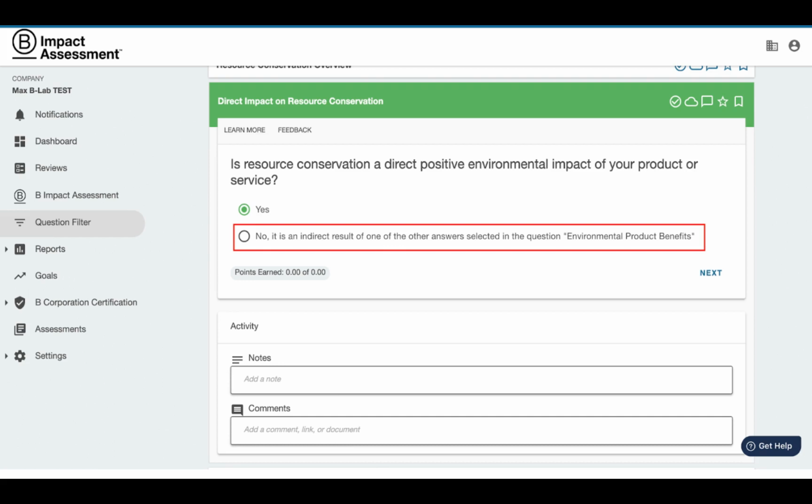However, this impact is an indirect result of another answer selected in the environmental product benefit question, which is provides or is powered by renewable energy or cleaner burning energy than current market alternatives. In this example, we can see that while a solar panel installer may be helping their clients conserve resources, that's actually an indirect result of them providing renewable energy, which has its own impact business model within the assessment. Here we can see that IBMs must be specifically designed to capture the main impact of a business model on a specific stakeholder.